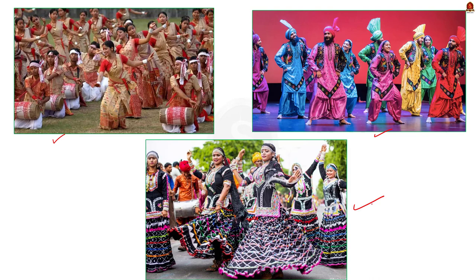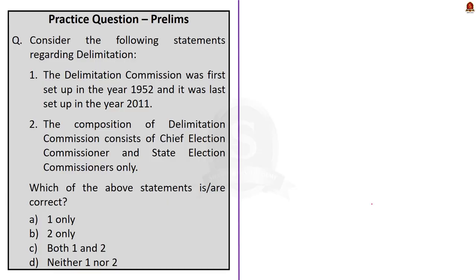Now moving on to the second question. It is a two statement question and we have to find out the correct statements. Let me read out the statements first. Statement 1 says that the Delimitation Commission was first set up in the year 1952 and it was last set up in the year 2011. From our discussion, we know that the first part of the statement is right, but the second part is wrong.